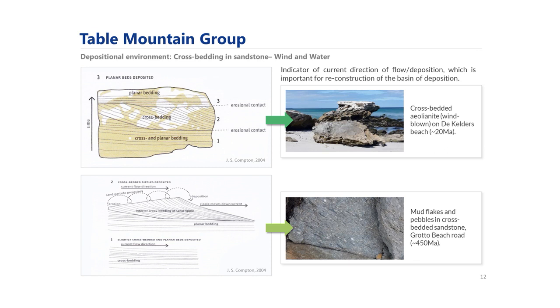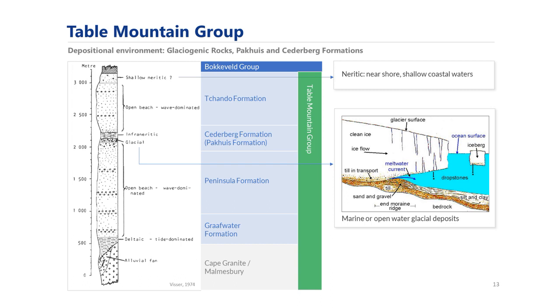And at the Kelders, just east of Hermanus, you get beautifully preserved, cross-bedded, wind-blown sands, but they're much younger. They're about 20 million years old. They're really good examples. So this is the glacial unit, the Pakhuis.